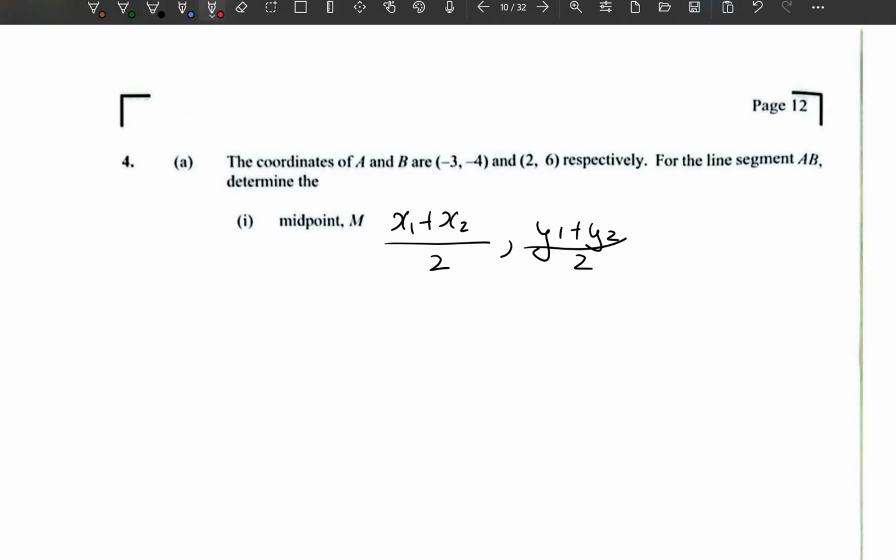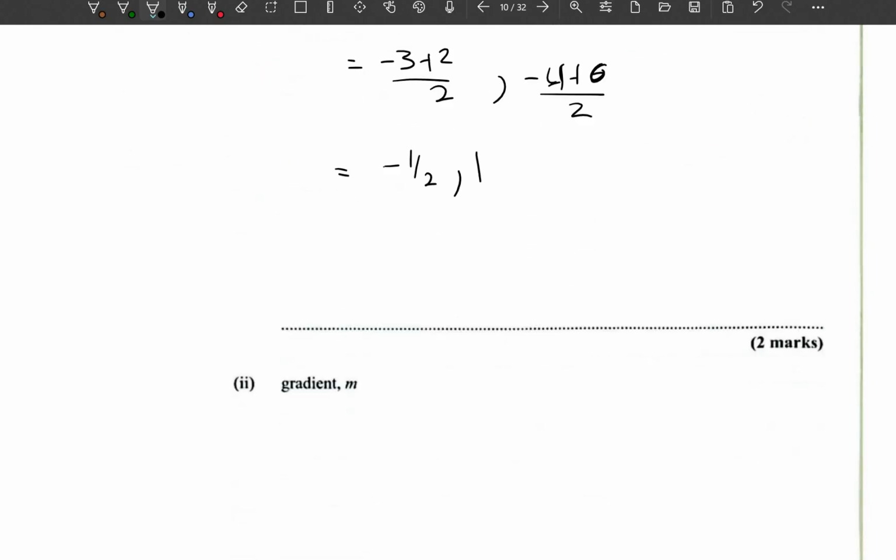Let's label our points. We have x1, y1, x2, y2. Filling out the equation, we're going to have -3 plus 2 divided by 2, -4 plus 6 divided by 2. That's going to give us -3 plus 2, that's -1. -1 over 2, that's -1/2. -4 plus 6, that's 2. 2 divided by 2, that's 1. The midpoint is at -1/2, 1.